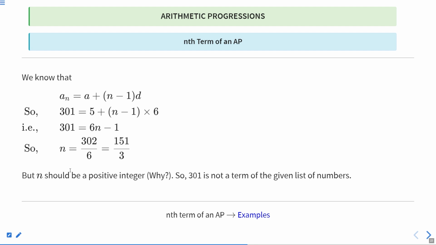Here we know that the term number of an arithmetic progression is always a natural number. So n should be a positive integer: 1, 2, 3, 4, 5, dot dot dot. And so here 301 is not a term of the given list of numbers.